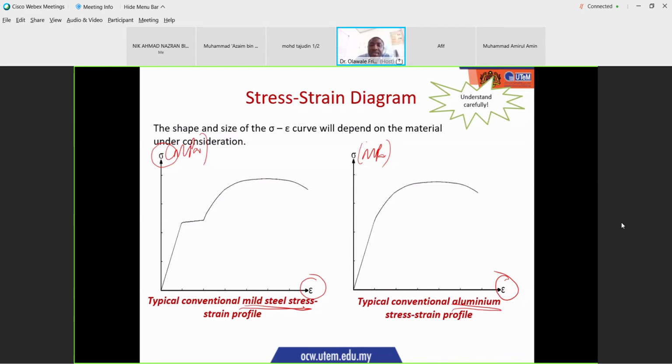Now, on this stress strain diagram, we are going to look at how we determine the mechanical properties of our material.